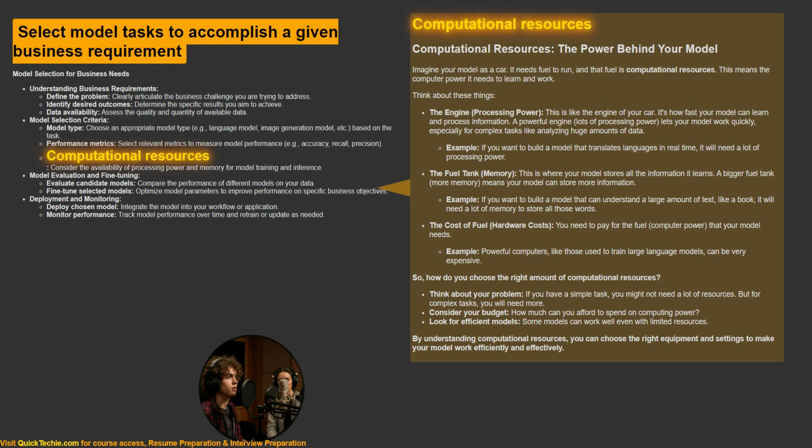So, how do you choose the right amount of computational resources? Think about your problem. If you have a simple task, you might not need a lot of resources. But for complex tasks, you will need more. Consider your budget. How much can you afford to spend on computing power? Look for efficient models. Some models can work well even with limited resources. By understanding computational resources, you can choose the right equipment and settings to make your model work efficiently and effectively.